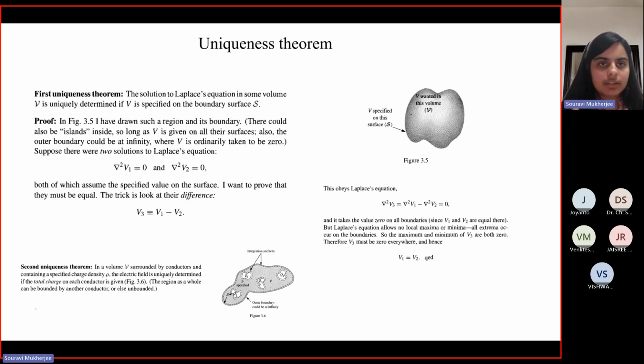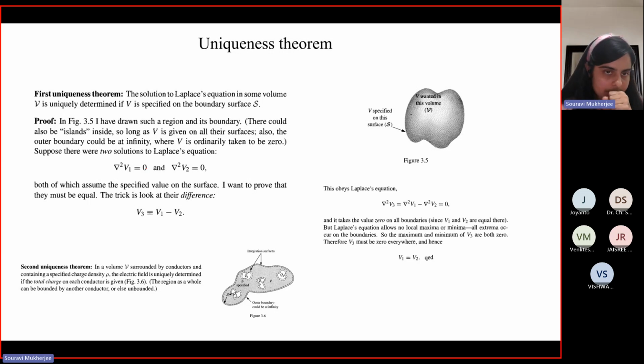Okay. So now we'll move on to a different topic, which again comes from the properties of harmonic functions which satisfy the Laplace equation. It says that if you have some volume and you know the potential on the surface enclosing the volume, then the potential inside the volume is uniquely determined. The solution to the Laplace equation in some volume V is uniquely determined if V is specified on the boundary surface S. And the proof for the same comes from the previous conditions of Laplace equations.